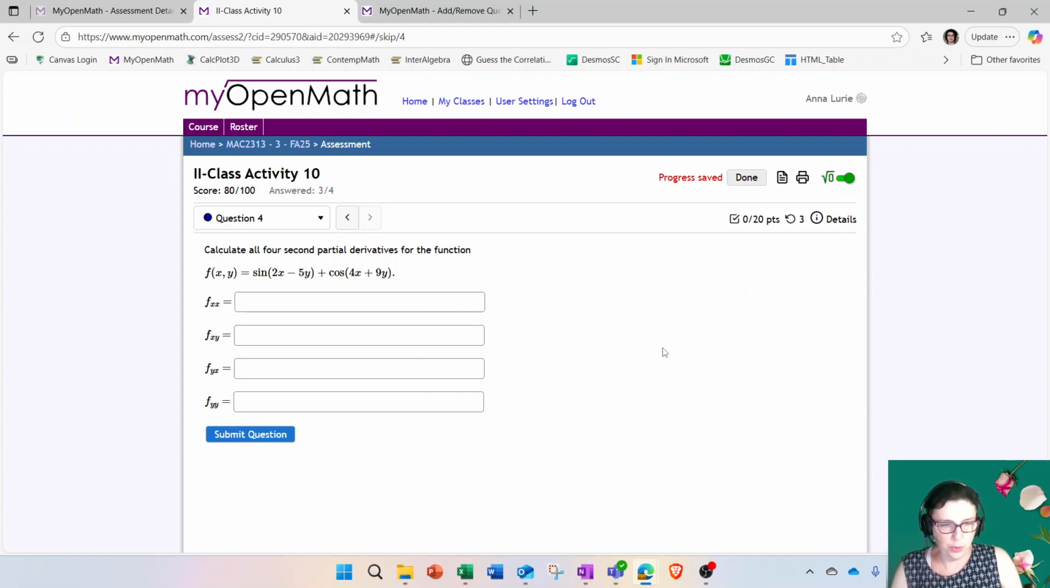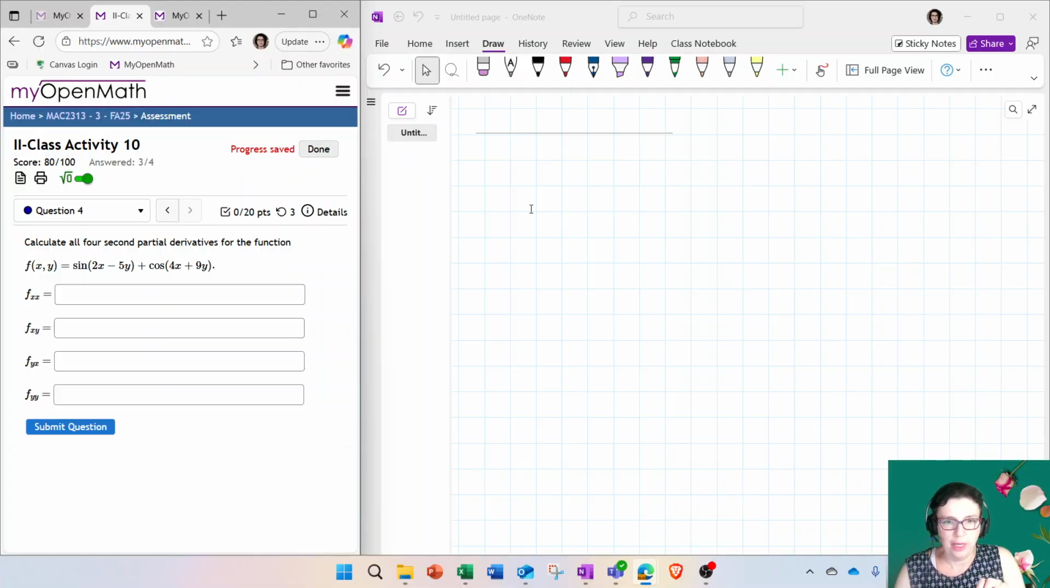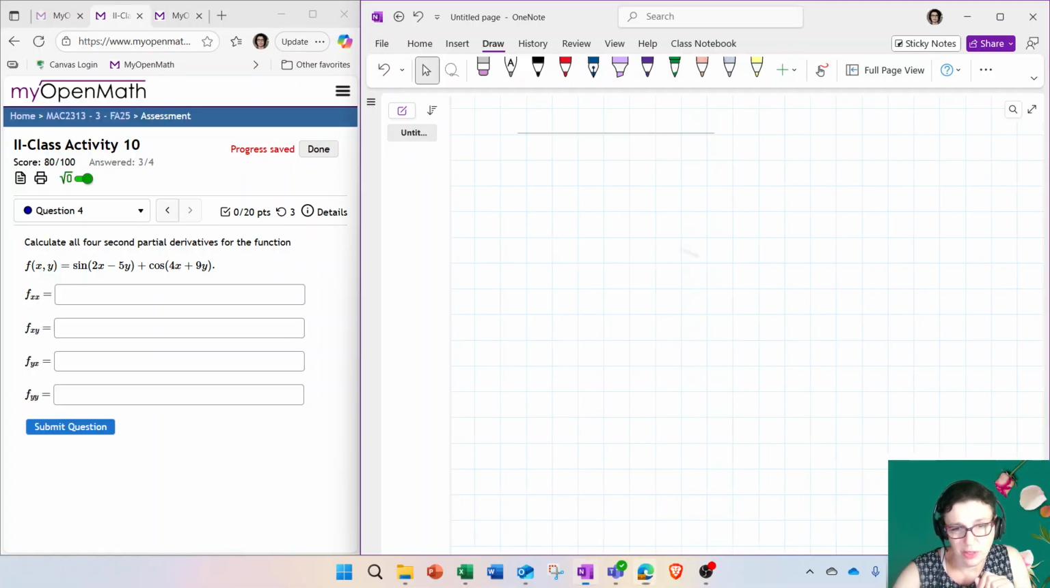Okay, so in this video, we're actually going to take a look at second partials. And there are four of them: xx, xy, yx, and yy. Now, we do have a theorem that's, I believe, called Clairaut's theorem.